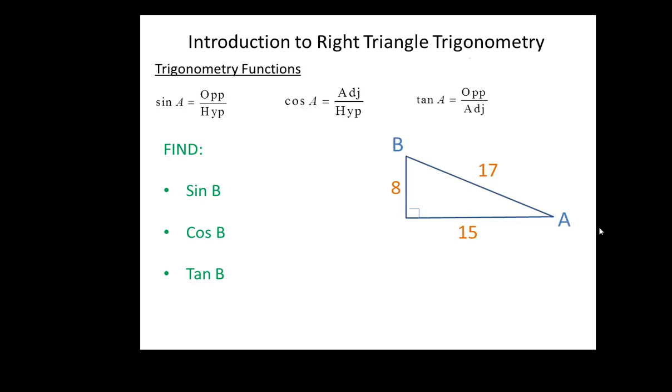Here's another case. Try this for a minute, see if you get all the right answers here. Just put it on pause and jot down your answers. So sine of B is going to be my opposite, which is 15 divided by 17. Cosine of B, I'm using my adjacent, so that's 8 over 17. And the tangent of B is my opposite over adjacent, so that is 15 divided by 8.